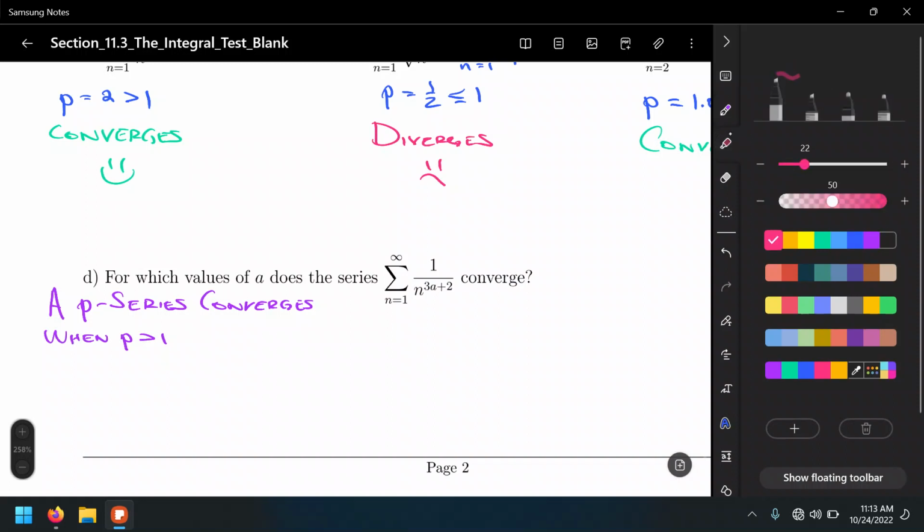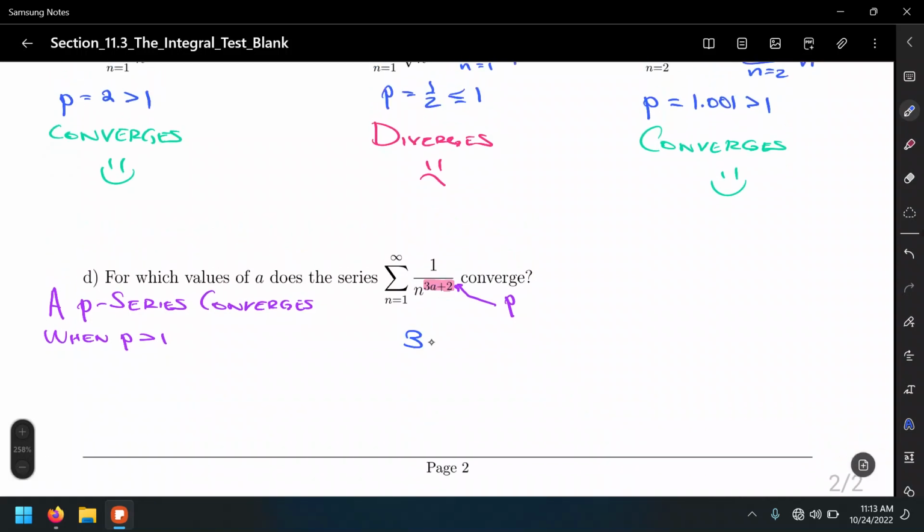That is, in this case, we have to set this quantity 3a plus 2 as our p, because that will be our n to the p power. So if 3a plus 2 is greater than 1, all we need to do is solve this inequality for a. Subtract 2 to get 3a greater than -1, and a greater than -1/3 by dividing both sides by 3, which in interval notation is -1/3 to infinity.